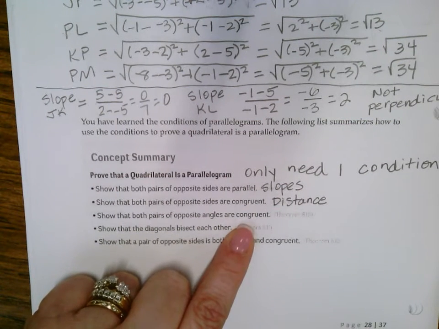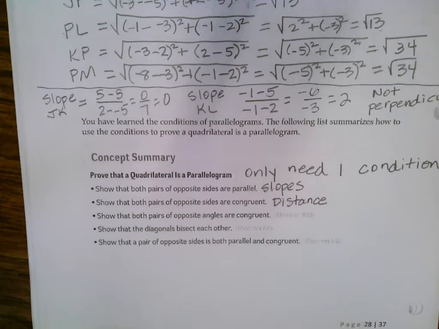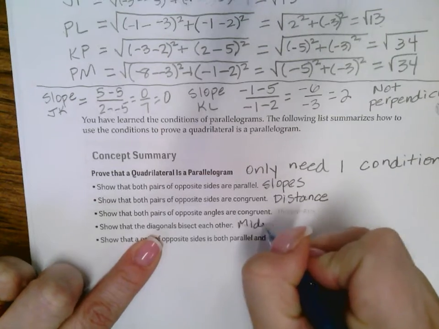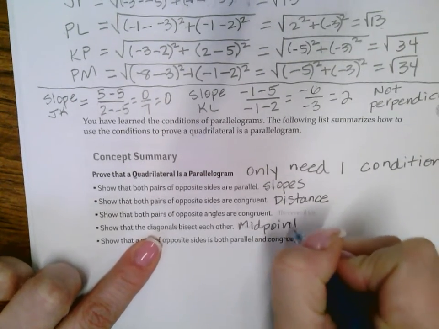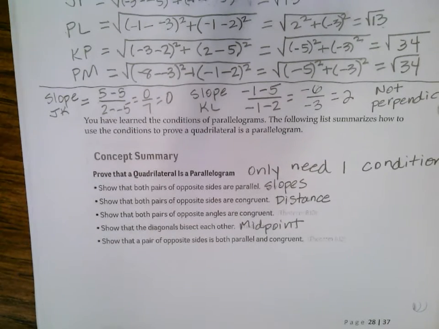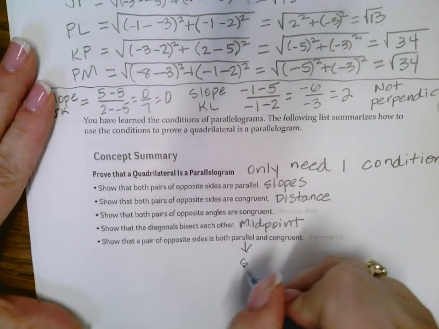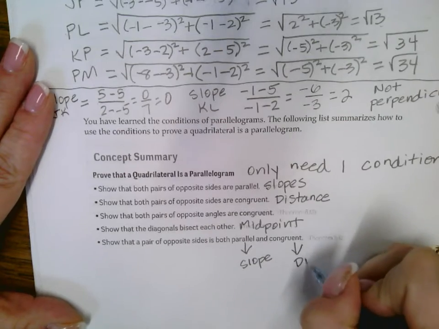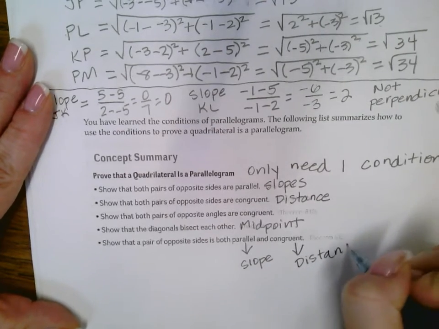Here you're looking at opposite angles. On the coordinate grid, we don't usually do that very often. It's just one of those things, we don't have a good way of measuring that without a protractor. We can show that the diagonals bisect each other with the midpoint formula, and we can show that one pair of opposite sides is both parallel and congruent. We can do that with the slope, showing that the slopes are congruent, and congruent with the distance formula.